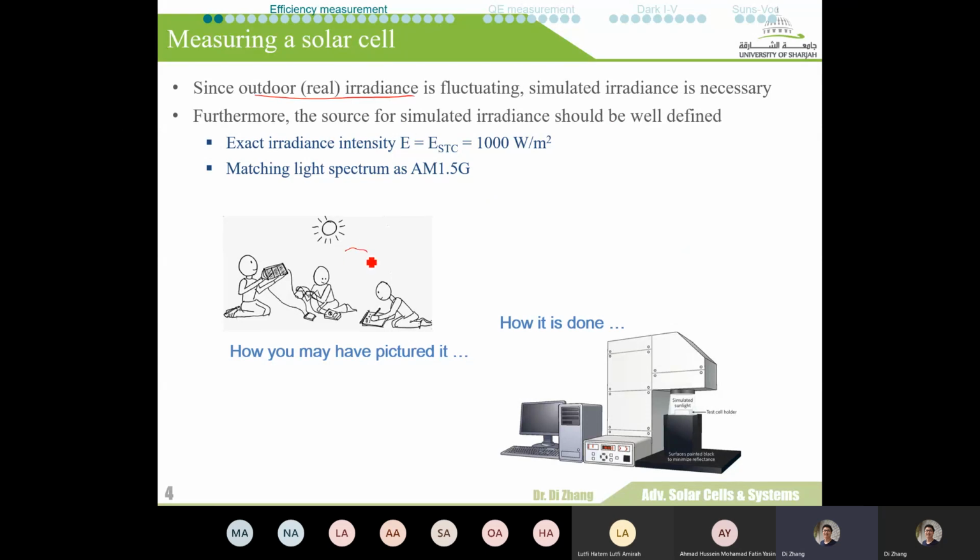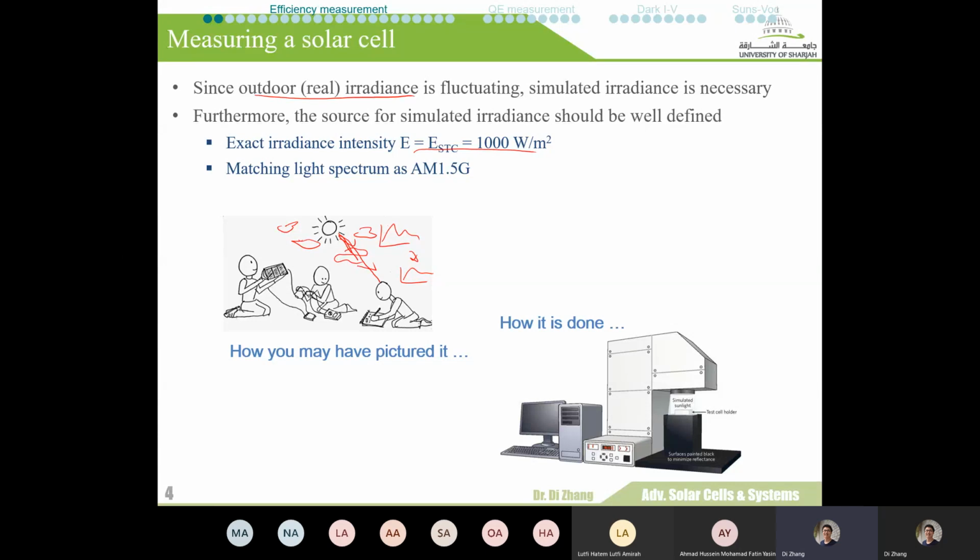And if you have clouds in the sky, or some kind of air pollution, the chances are the sunlight passing through these clouds or pollutions will also have a changed solar spectrum shape. So this will not give you a precise AM 1.5 solar spectrum as defined in the standard, and the irradiance is not going to be a constant, perfect 1,000 watt per square meter.